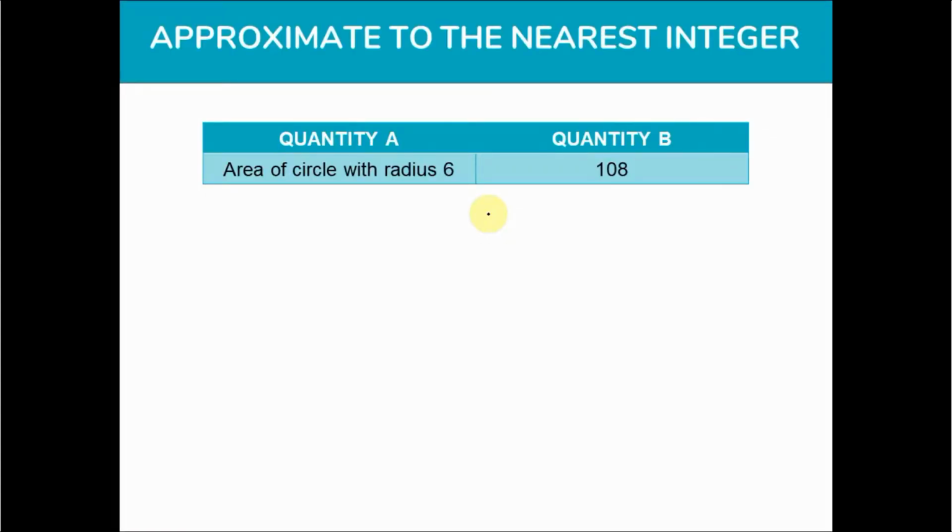Now, look at this question where you need to compare the area of a circle with radius 6 and 108. Again, concept clarity is a must, and wherever there is a need, you have to use the formula also. But as I told you, no rigorous calculations. Area of circle with radius 6: you know, area of a circle is given by pi r square, which is 3.14 times 6 times 6.